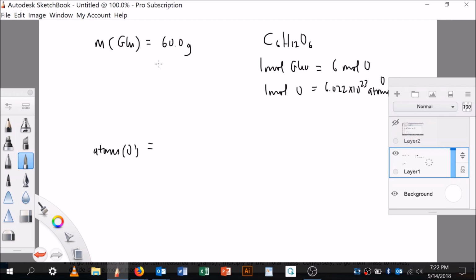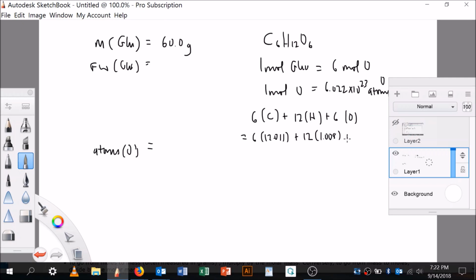I also know my formula weight of glucose because I can look it up. My formula weight of glucose, making up a symbol for it, is equal to 6 times carbon plus 12 times hydrogen plus 6 times oxygen. So that's 6 times 12.011 plus 12 times 1.008 plus 6 times 16.00.